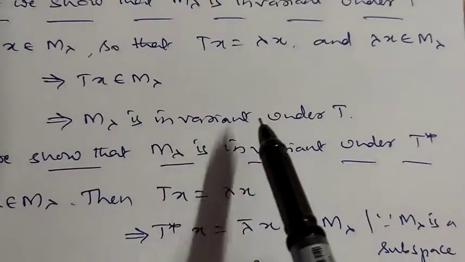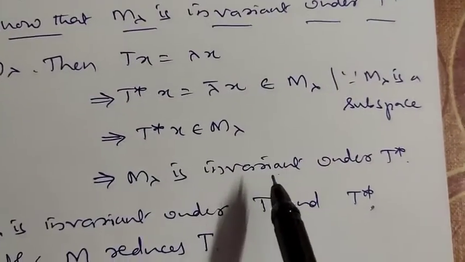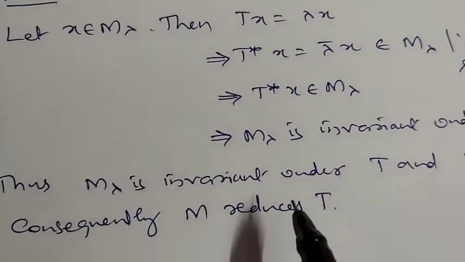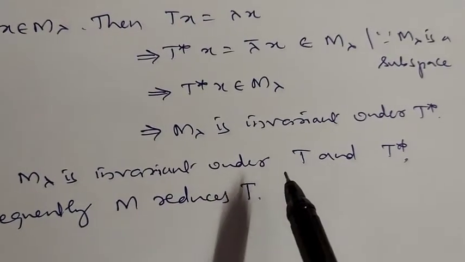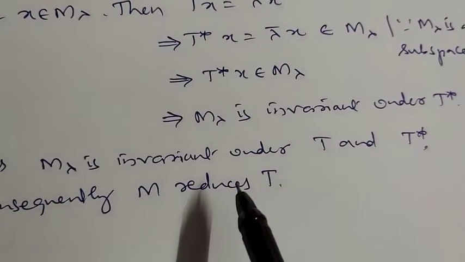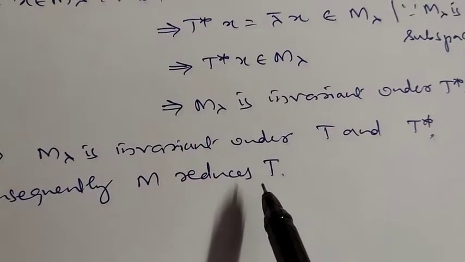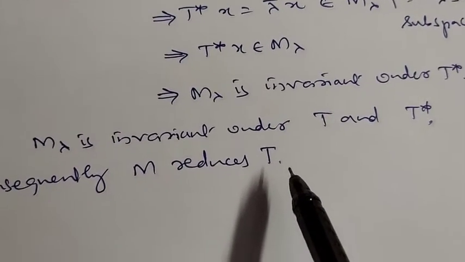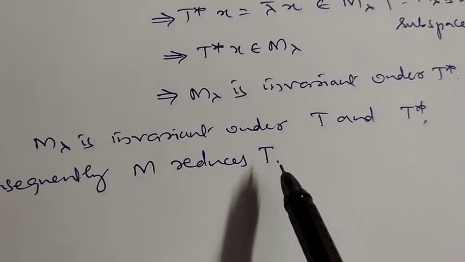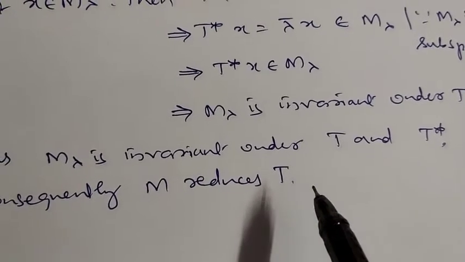So M lambda is invariant under T as well as under T star. Therefore, we can conclude that M lambda is invariant under both T and T star. Consequently, by definition, M reduces the operator T.